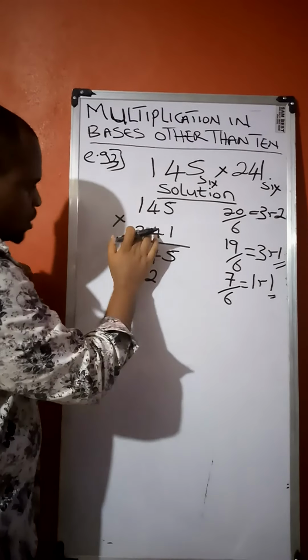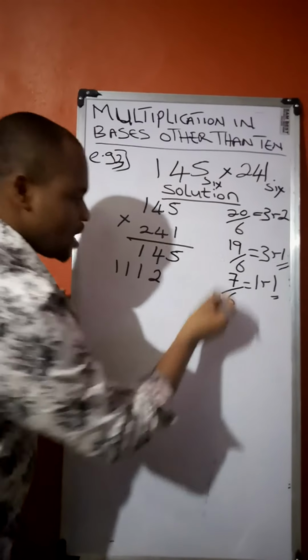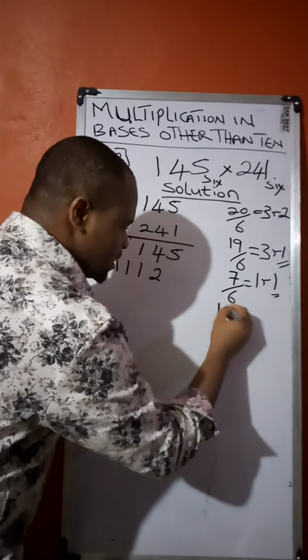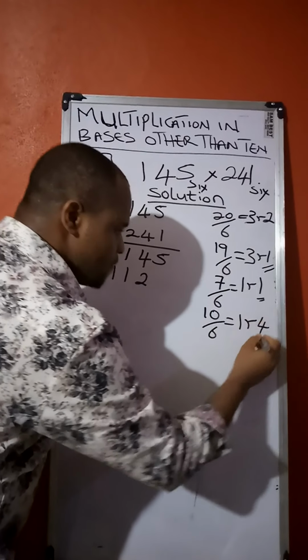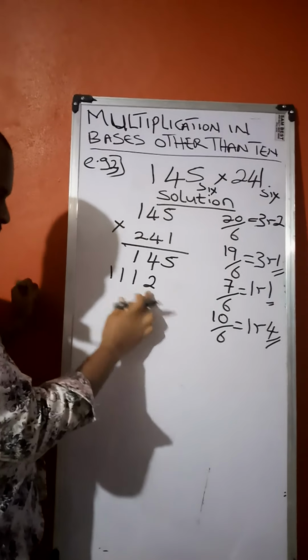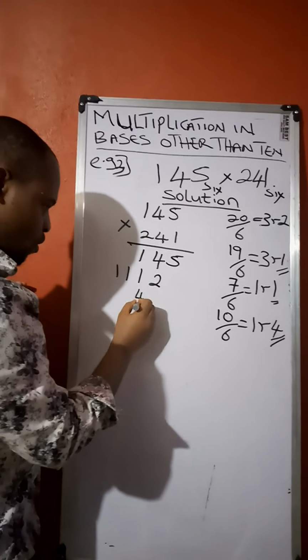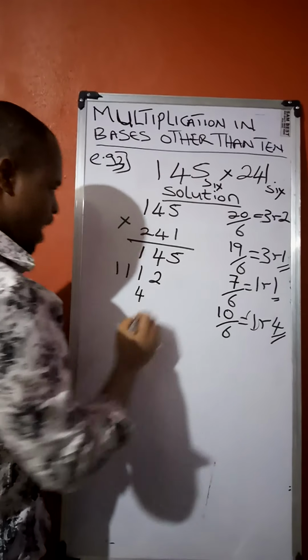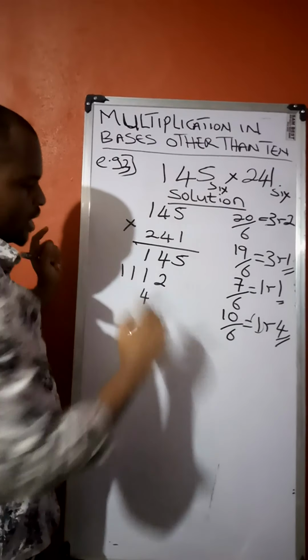2 times 5 is 10. I can't have 10 in base 6, so I have to repeat the process. 10 over 6 is 1 remainder 4. I write my remainder and carry 1. Don't forget, I can't start here now. Shift 1 more space, so I come here. So I write my remainder 4 and carry 1.